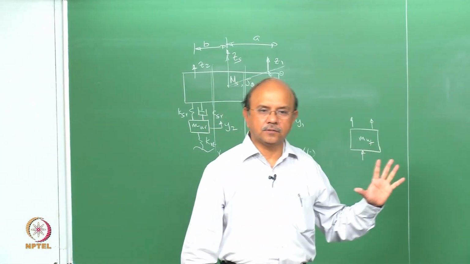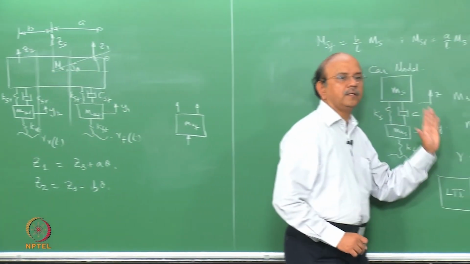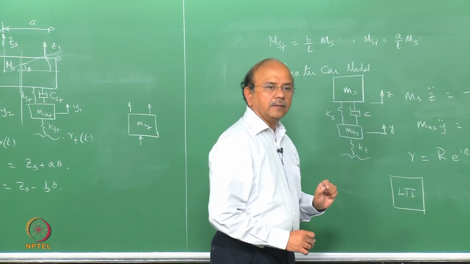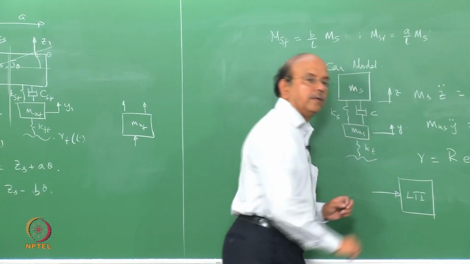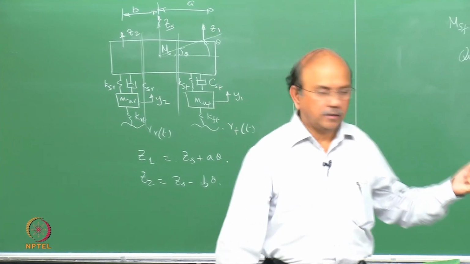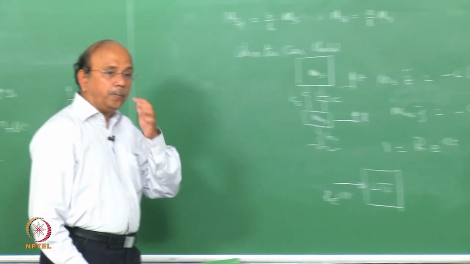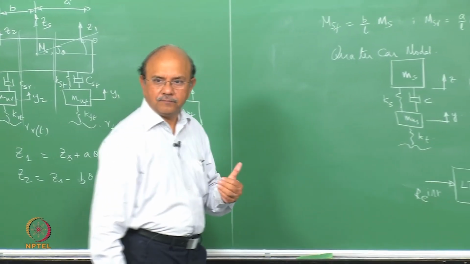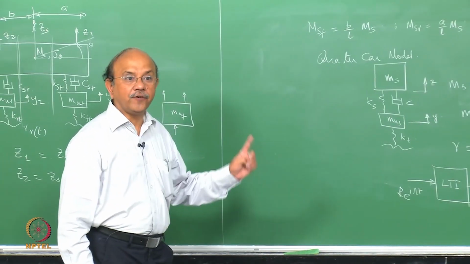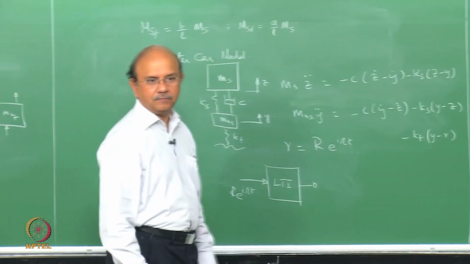Linear time invariant system, nothing is going to change. If your input is delayed, the output is also correspondingly delayed, and so on. The beauty of the system is that if I now give a complex exponential function like r e power i omega t, the output is also a complex exponential with the same frequency but with a phase difference.